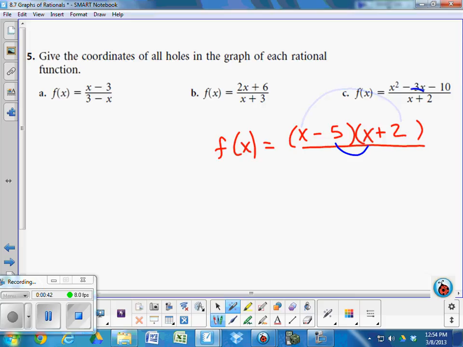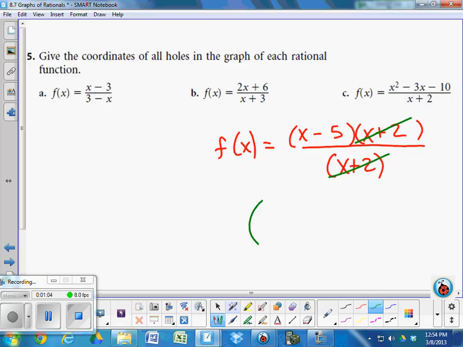Now, what's on the bottom? An x plus 2. Do you have a match? Does anything match? Yes. What matches? The x plus 2's completely matched, so you remove them from the equation. It's known as a removable discontinuity. So the hole is located.